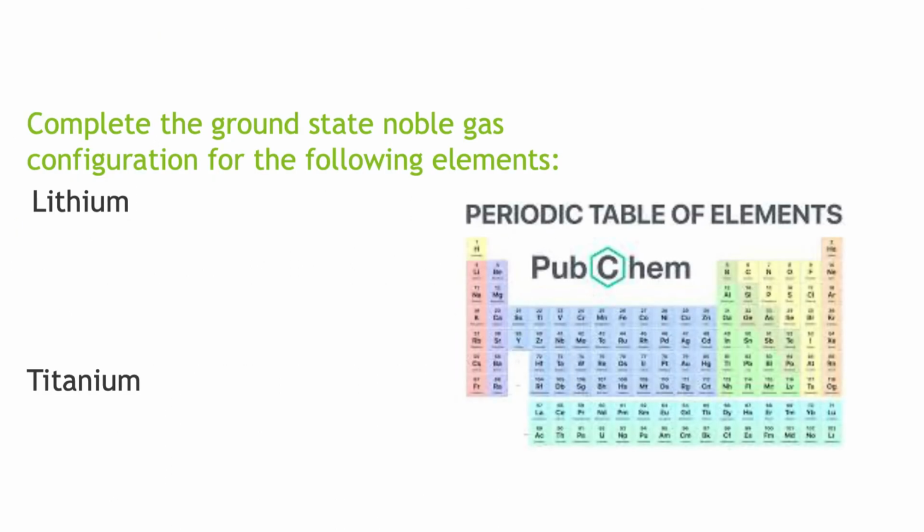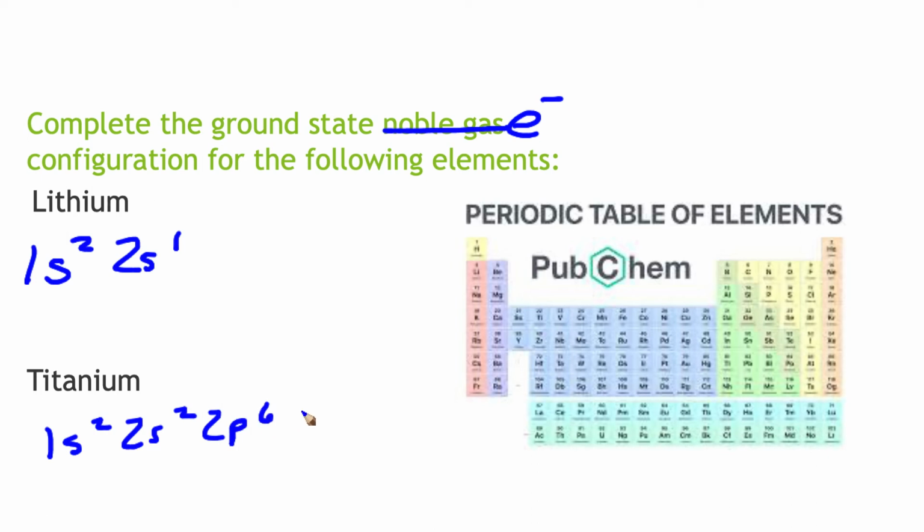So we're going to complete the ground state electron configuration for the following elements. We have lithium. We look where lithium is in the periodic table. So our electron configuration is 1s2, 2s1. Now titanium: 1s2, 2s2, 2p6, 3s2, 3p6, 4s2, 3d2.